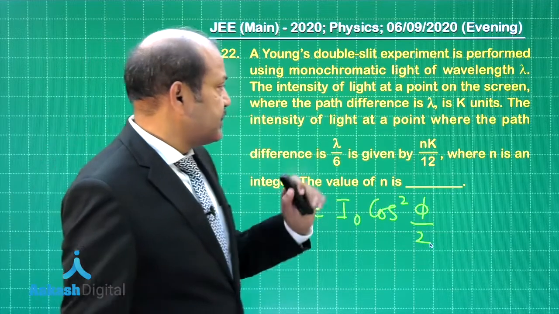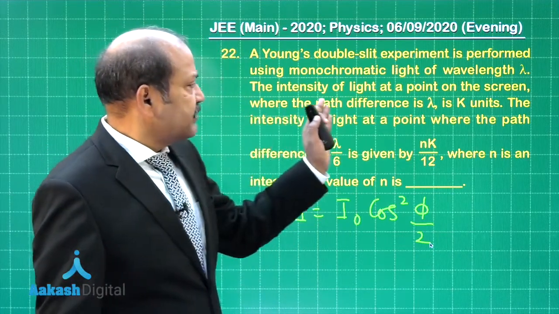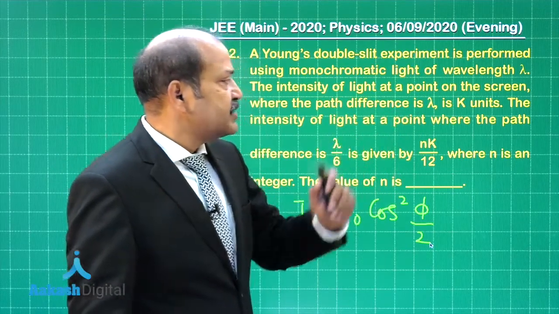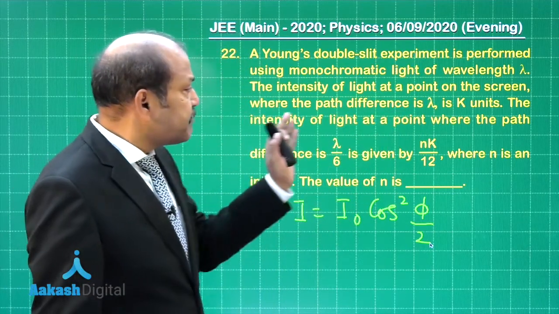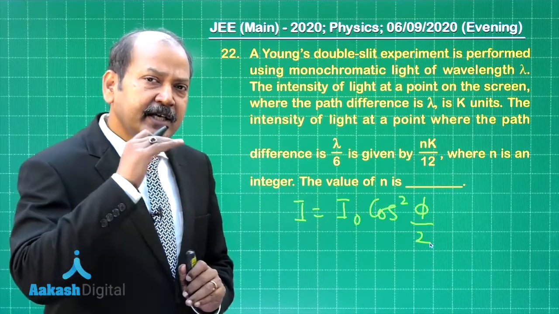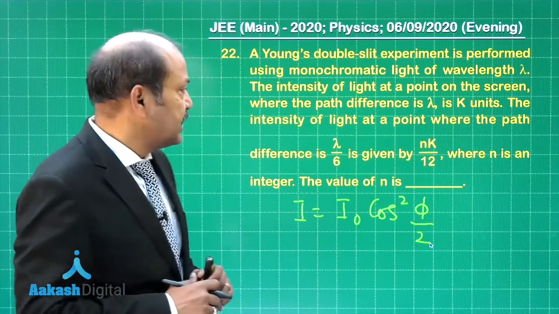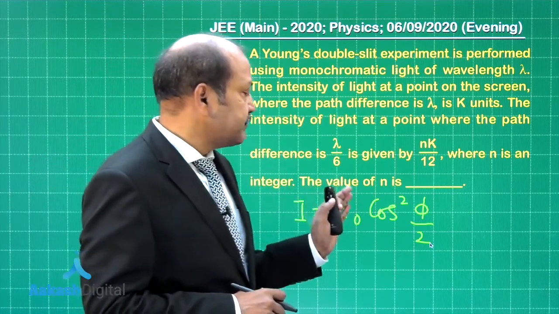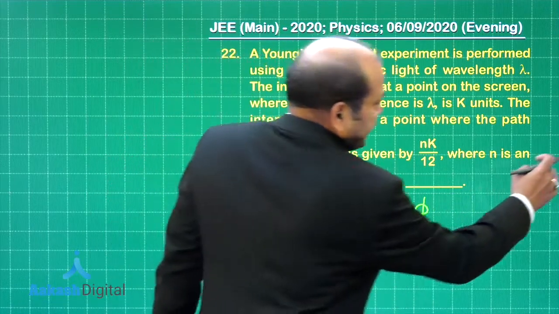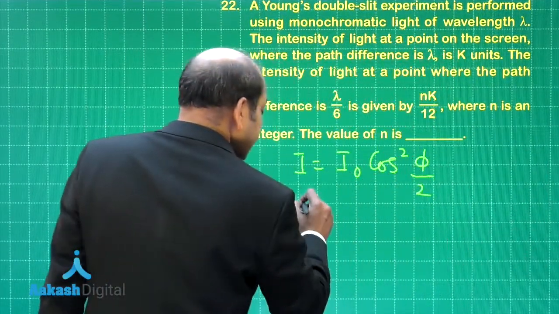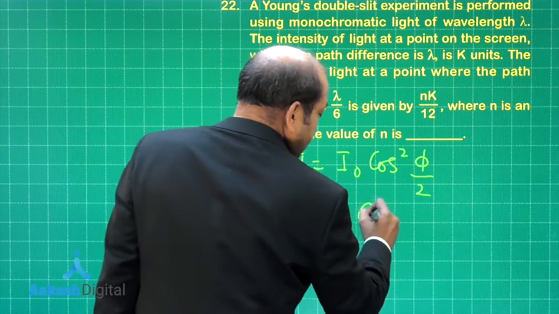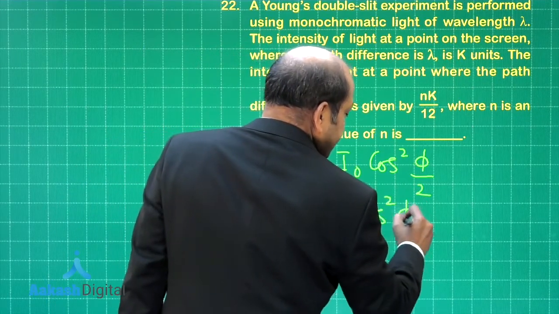So this is the expression, and the question further says that where the path difference is lambda, the intensity is k units. Where the path difference is lambda, we know that there is going to be constructive interference, the intensity is going to be maximum. That means according to the question, I naught is k. So we have intensity I given as k, the maximum intensity, cos square phi divided by 2.